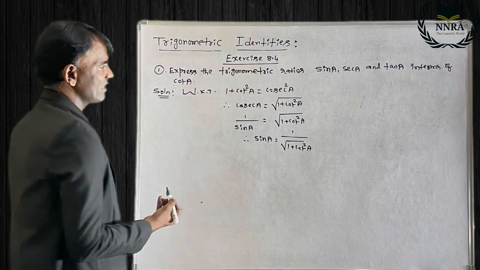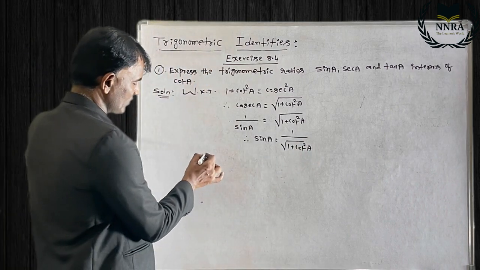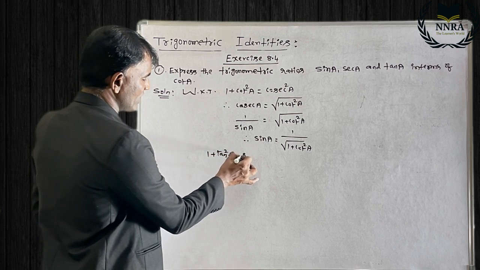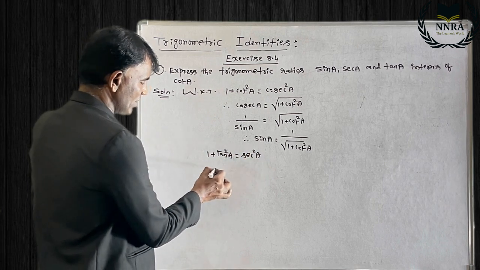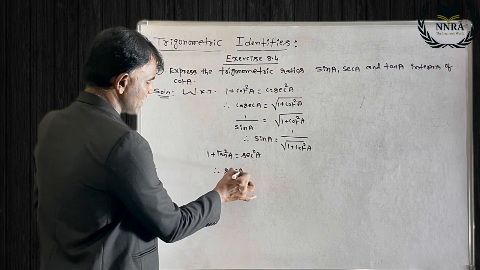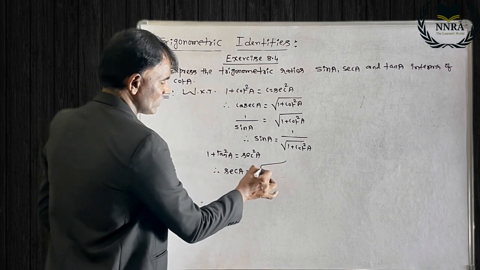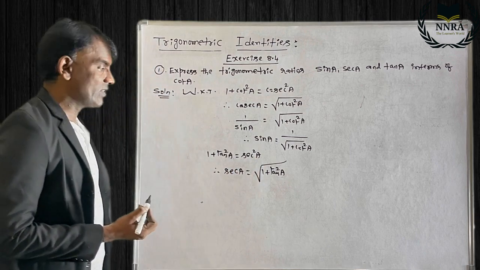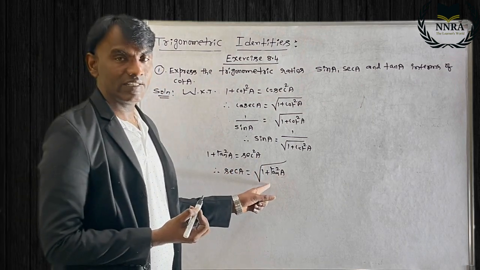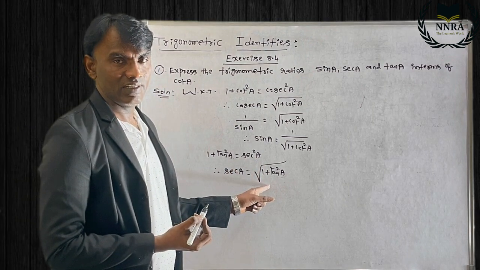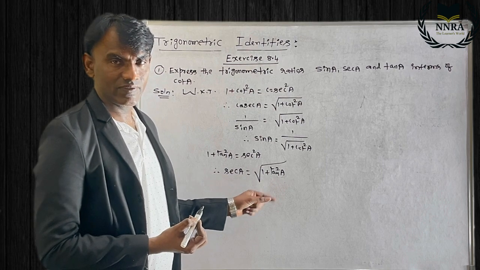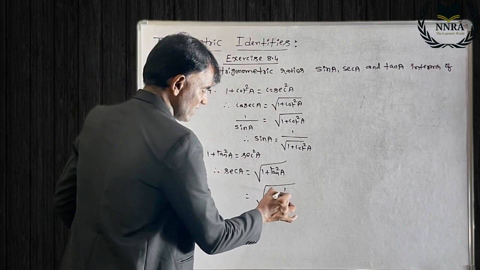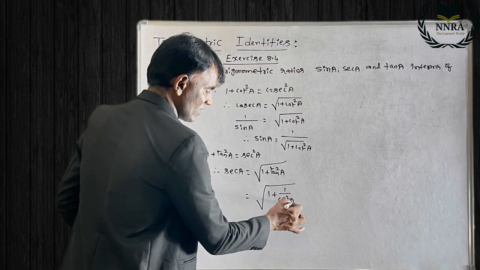That is the answer. And coming to the second one, we know that 1 plus tan square A equal to secant square A. Now what is the value of secant A? Secant A can be written as square root of 1 plus tan square A. But we want it in terms of cot. So tan can be written as 1 by cot. Then how to write this one? Square root of 1 plus 1 by cot square A.